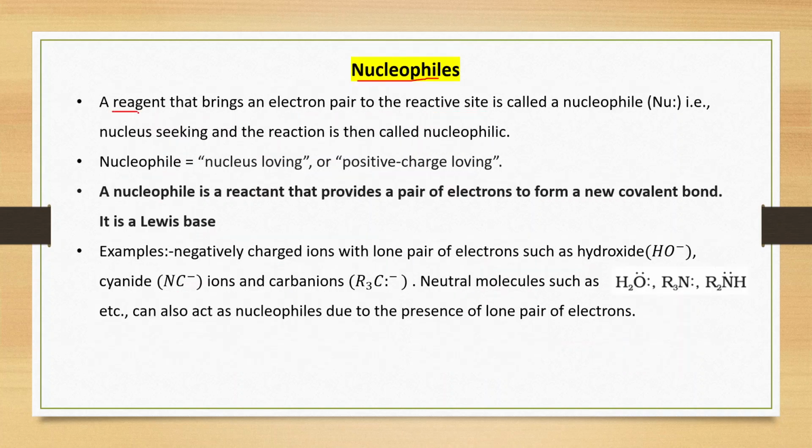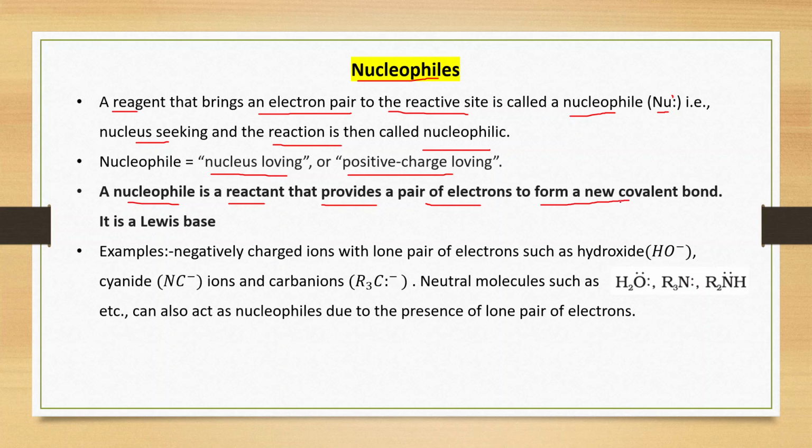Nucleophiles. A reagent that brings an electron pair to the reactive site is called a nucleophile, and this is represented like this, Nu, and this electron pair is represented. That is nucleus seeking, and the reaction is then called nucleophilic. Nucleophile means nucleus loving or positive charge loving. A nucleophile is a reactant that provides a pair of electrons to form a new covalent bond. You can see it donates the electron pair. So this is a Lewis base.